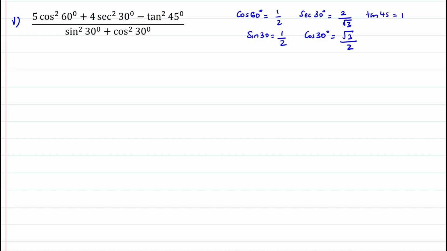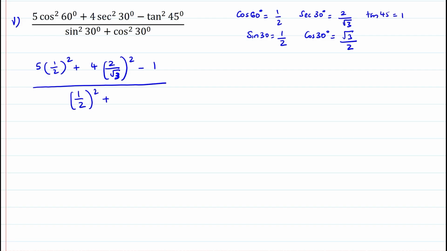Now let's substitute these values in the question and then evaluate it. 5 into cos square 60, that is half into the whole square, plus 4 into secant 30, which is 2 by root 3, 2 by root 3 the whole square minus 1, correct, divided by sin square 30, 1 by 2 the whole square, plus root 3 by 2 the whole square.